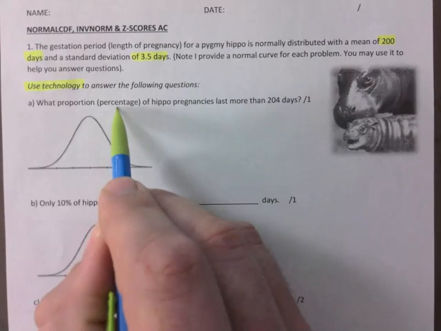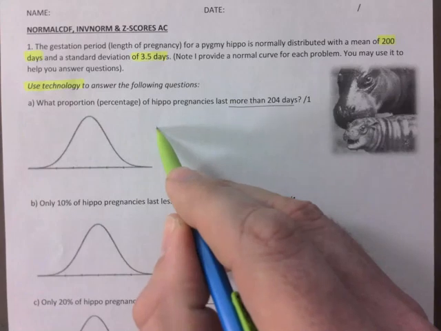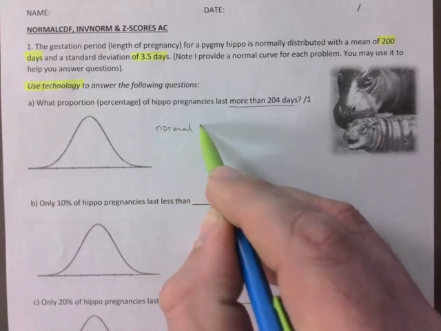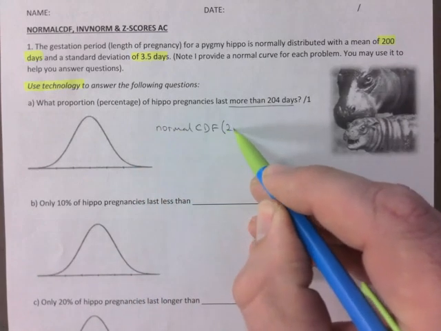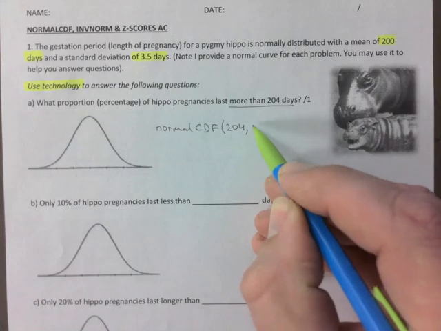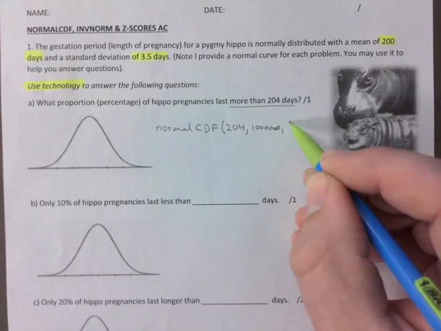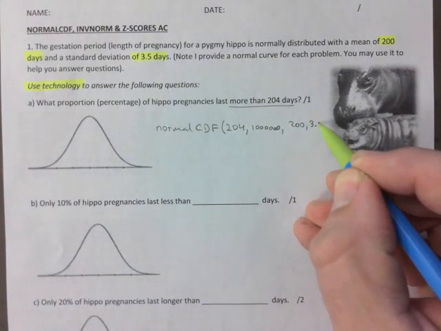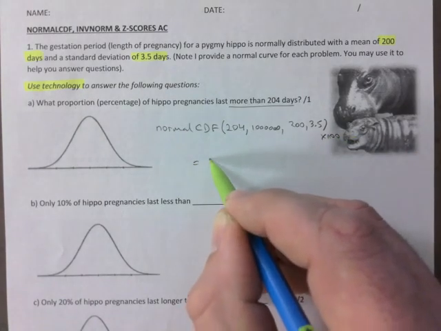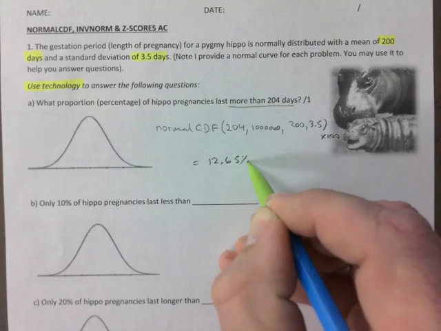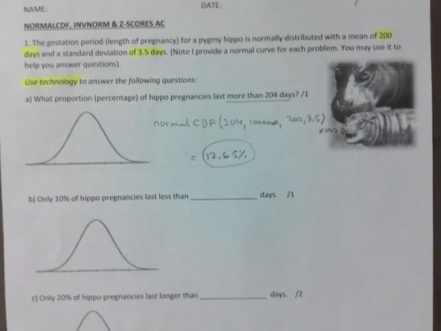What proportion or percentage of pregnancies lasts more than 204 days? Here it's asking for a percentage, more than 204. So 204 is your lower limit, and this is just a large number. You've got 200 and 3.5, and we multiply that by 100, and so our answer there is 12.65% of pregnancies that last longer than that.